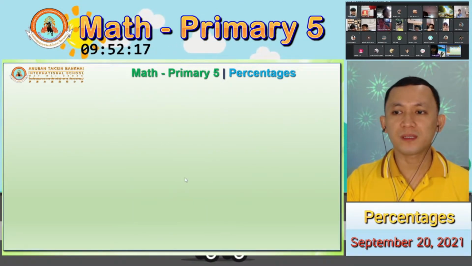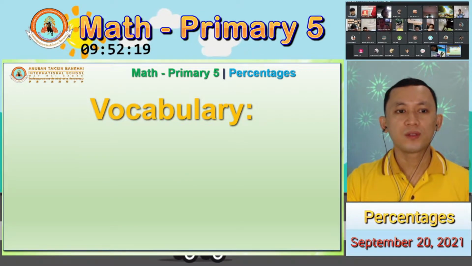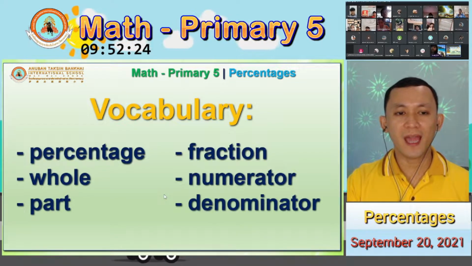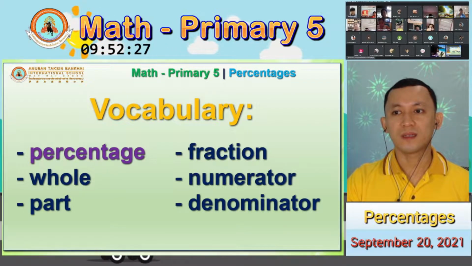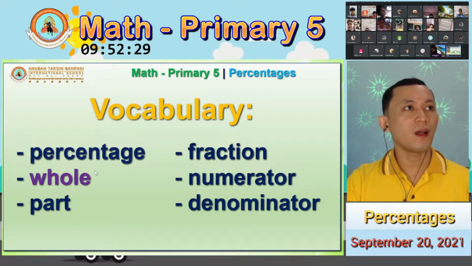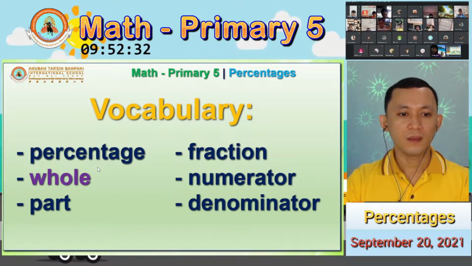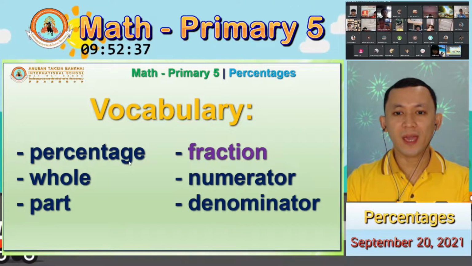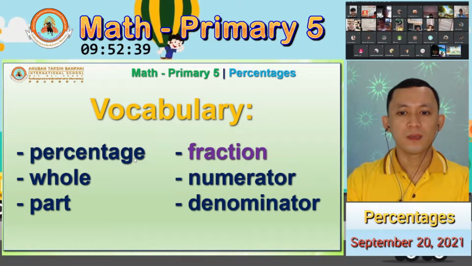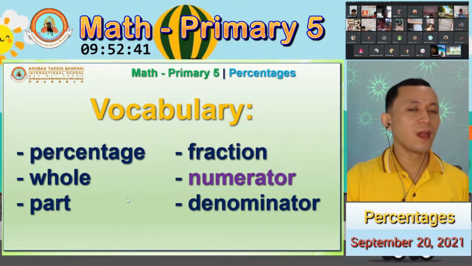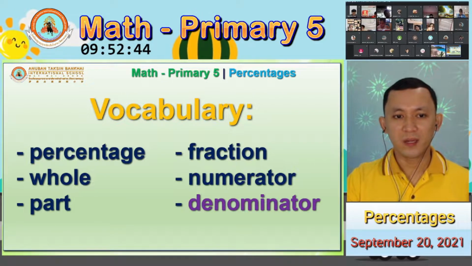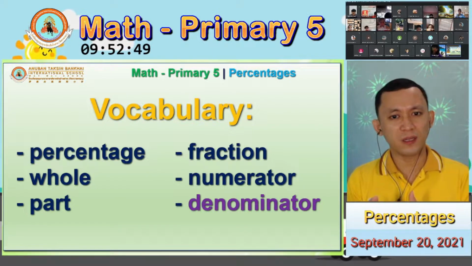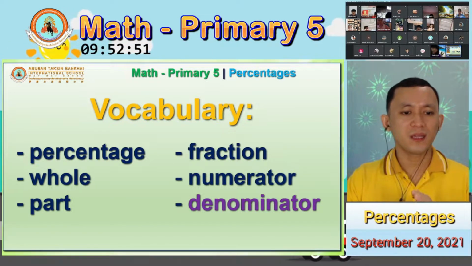So now let's have first our vocabulary for today. We have the following words. The first word we have percentage. Next, the second word we have whole. Next, we have part. Next, we have fraction, numerator, and denominator. Now, some of the words here you are already familiar with. What is fraction, right? What is numerator? What is denominator?